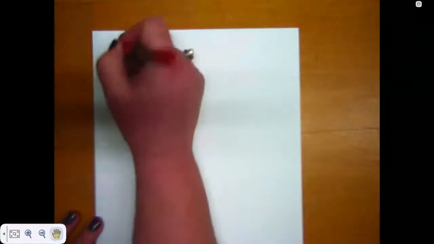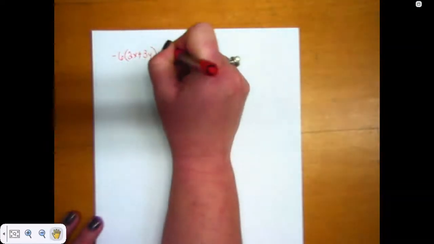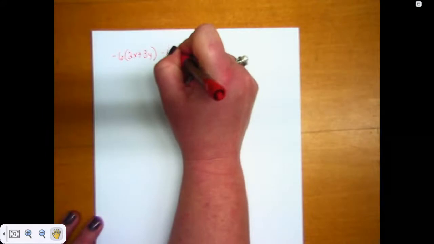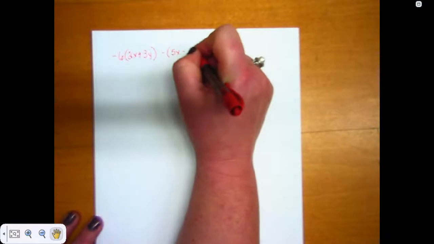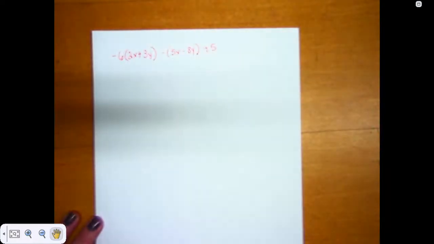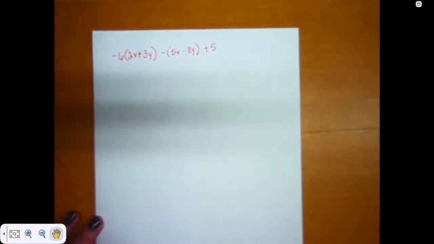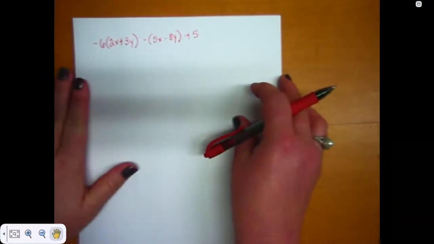So let's say we have -6 times (2x plus 3y), and then maybe a minus and another set of parentheses, (5x minus 8y) plus 5. Okay, so let me get this a little closer so you can see it better. Okay, well, it's not going to let me zoom in, I guess. It's not working. Okay, so hopefully you can see it well enough.